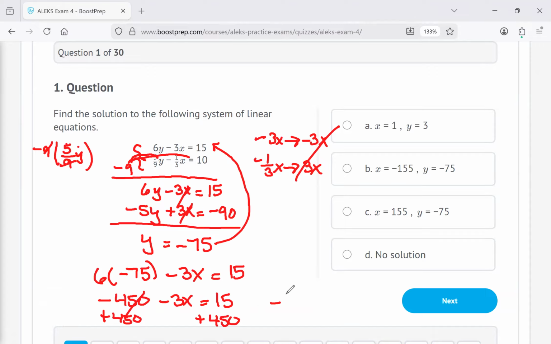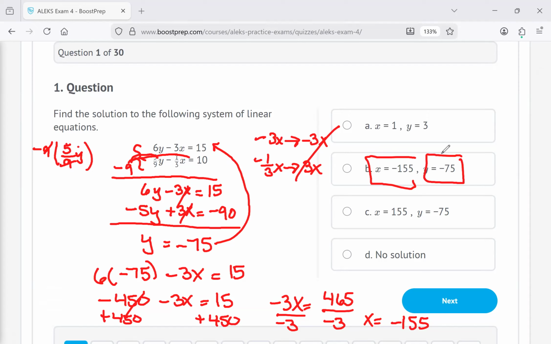So we have -3x equals 450 plus 15, which is 465. Divide this by -3. 465 divided by -3 is -155. So x is -155, y is -75. So that is why it is B.